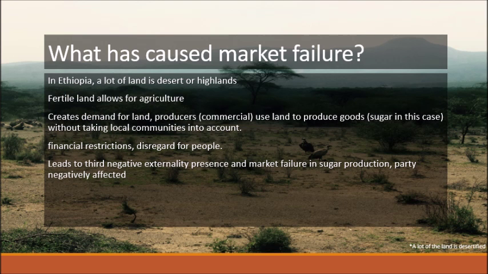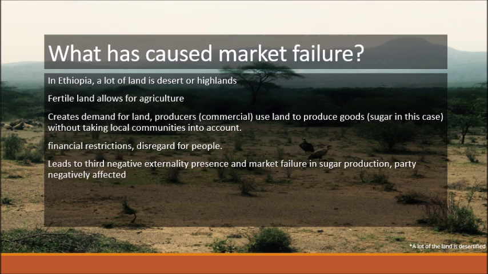Now, what has caused the market failure? In Ethiopia, there's not a lot of land suitable for farming, therefore Awash has created a high demand for it. Fertile land allows for agriculture in southeastern Ethiopia, making it a prime place for sugar production. And now the small amount of land for farming creates a high demand for land.